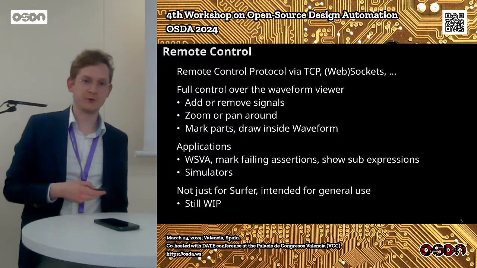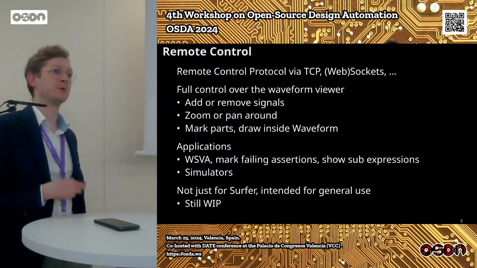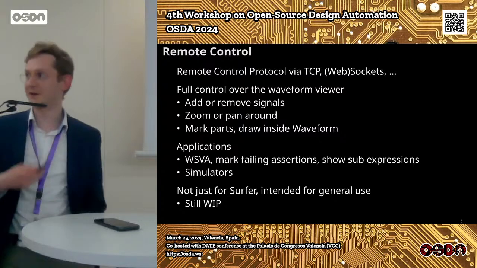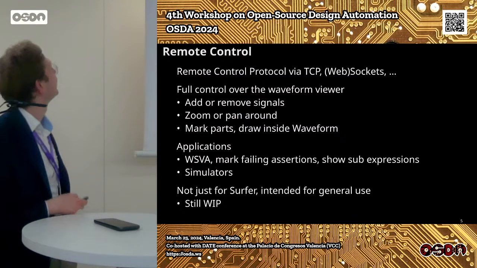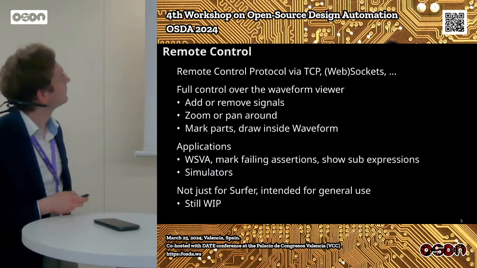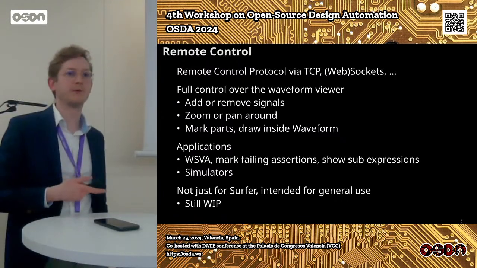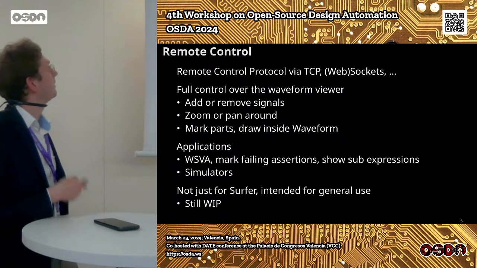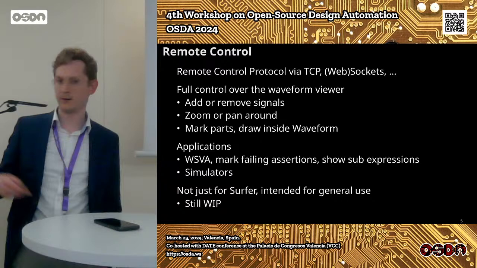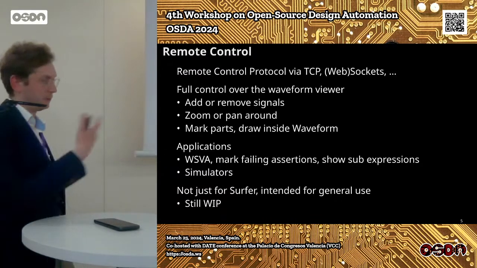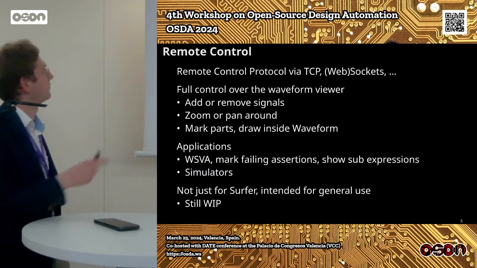Then I have a different project. I want to be able to control the waveform viewer from outside. So we have a second TCP interface. It's not named right now, so it's confusing, but let's call it a remote control interface. The idea is that you want to keep it simple: JSON commands that can add or remove signals, the stuff that Franz has shown, for example, like drawing things, highlighting things, going somewhere.